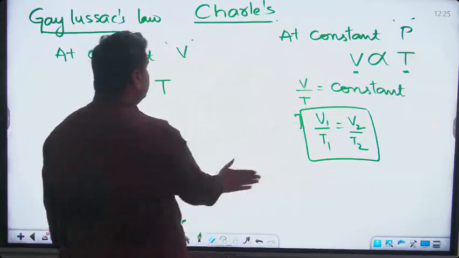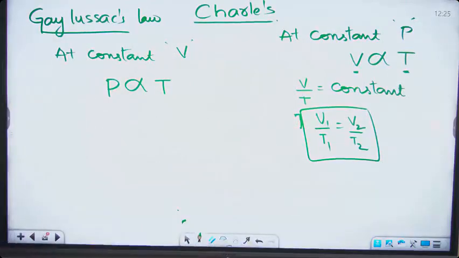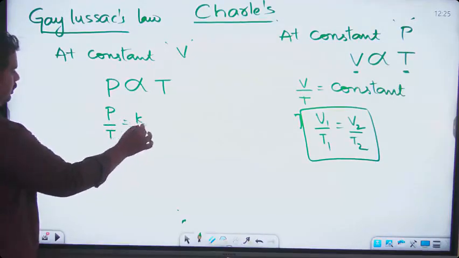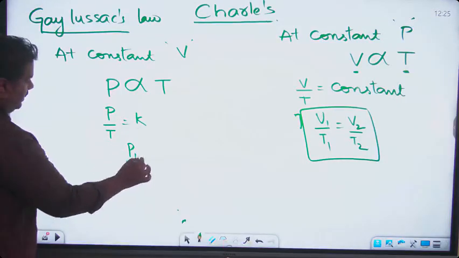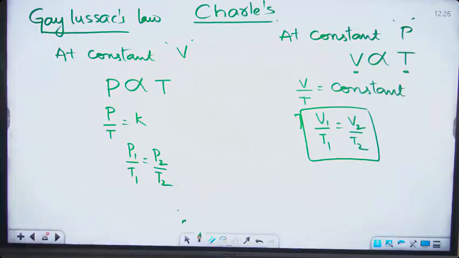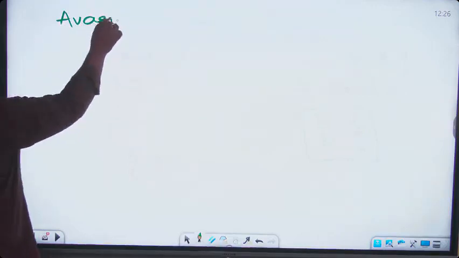So the moment you are talking about Gay-Lussac's law, according to this, at constant volume, pressure is directly proportional to temperature, or P by T equal to constant, or P1 by T1 equal to P2 by T2. So we have got 3 laws. After that, the next one is Avogadro's law.